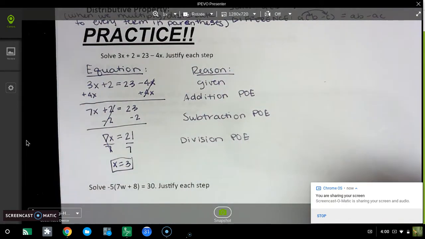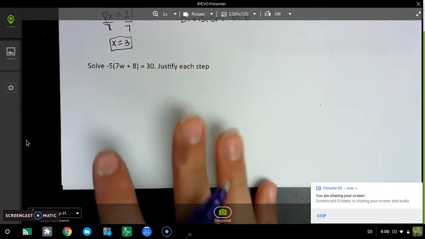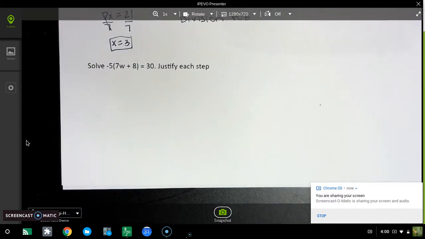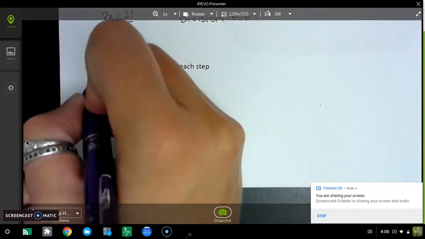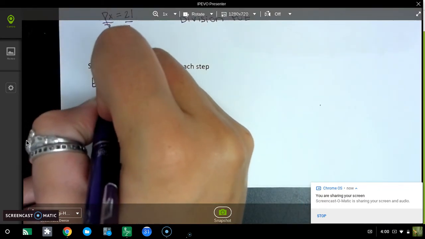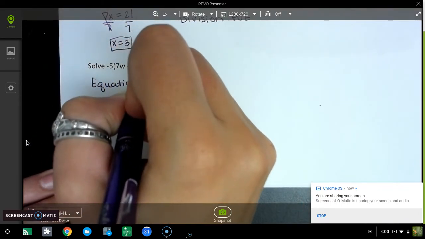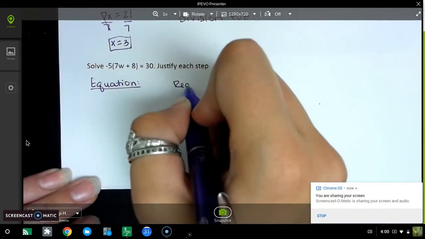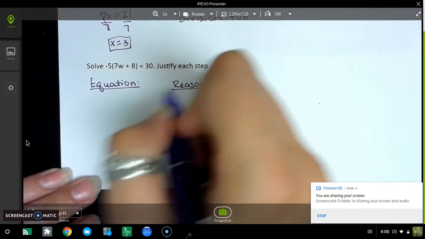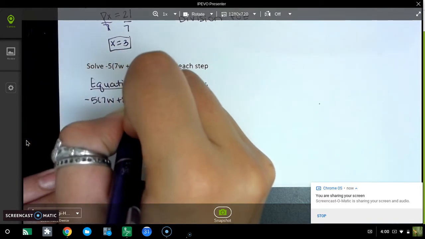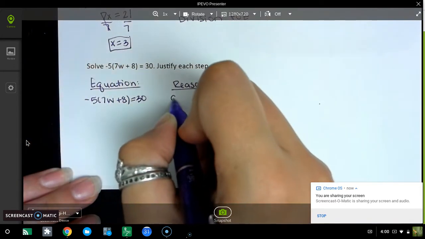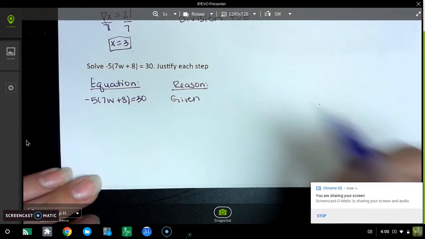Awesome work. So I encourage you to go ahead and try this one on your own and justify each step, and then watch the video with me. So hopefully you all tried it on your own and you are ready to check your work. Equation and reason. I have -5 times (7w plus 8) equals 30. My reason was it was just given to me.